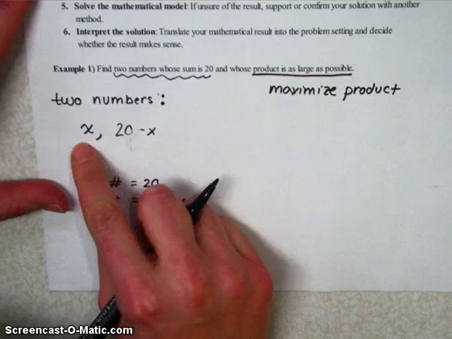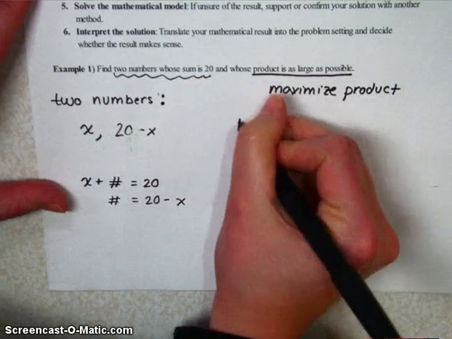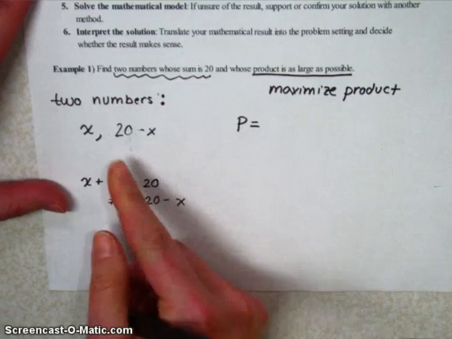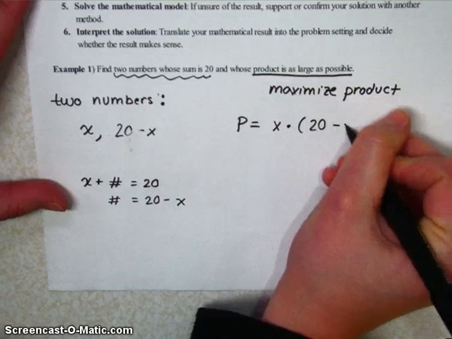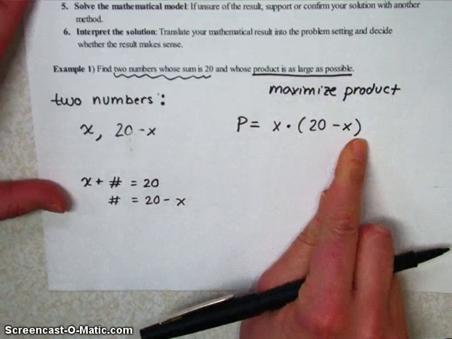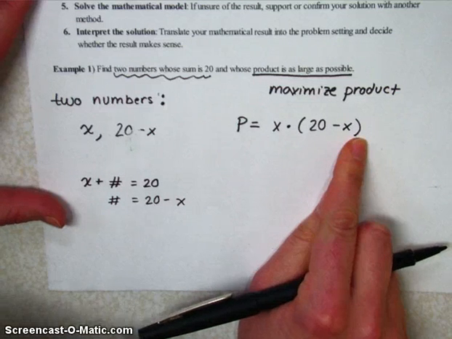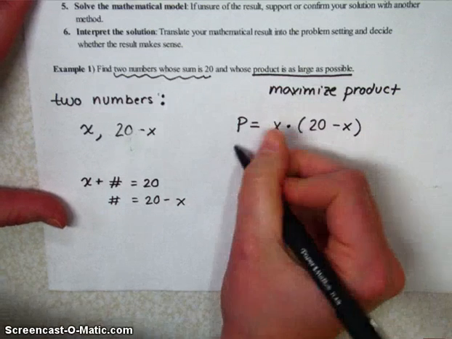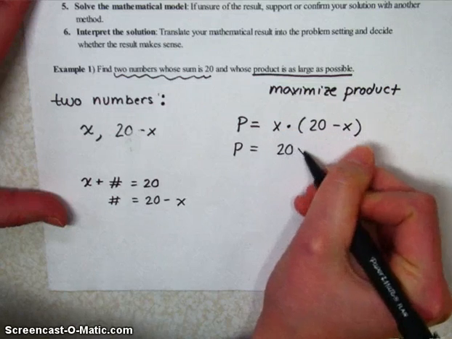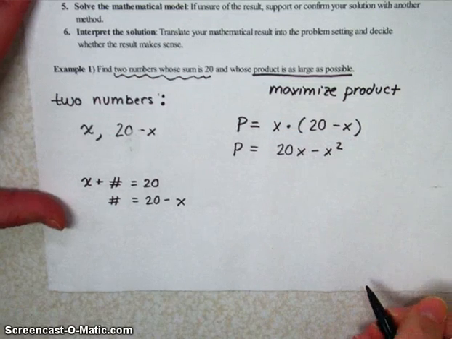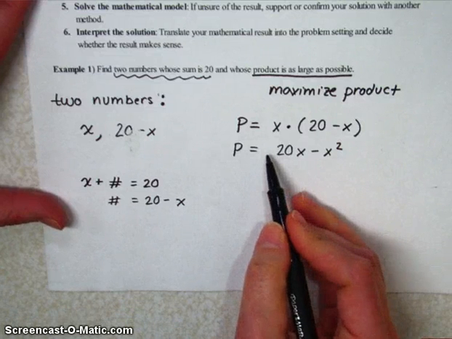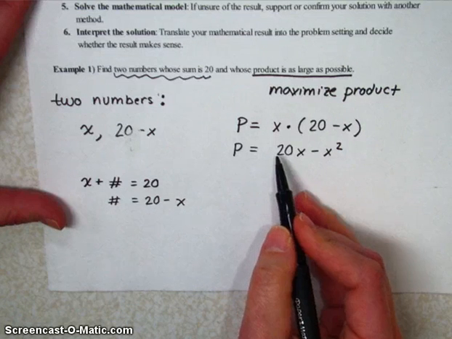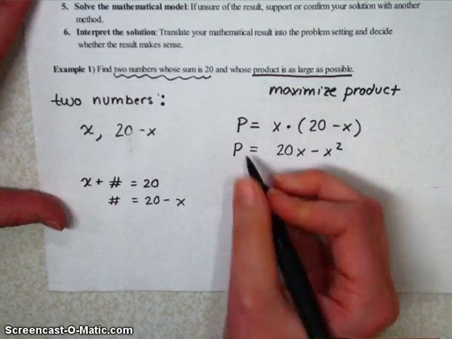Now that I've defined my variables, I'm going to write down a product equation that models the product of these two numbers. The product of these two numbers are x times, and then in parentheses, 20 minus x. This is what I want to maximize, or rather, find the maximum of this function. So to do that, I'm going to distribute the x through, making it easier for me to take the derivative here. Now, why would I want to take the derivative of my product equation? Because that way I can find my critical points, use the first derivative table to figure out which point is going to be my maximum.